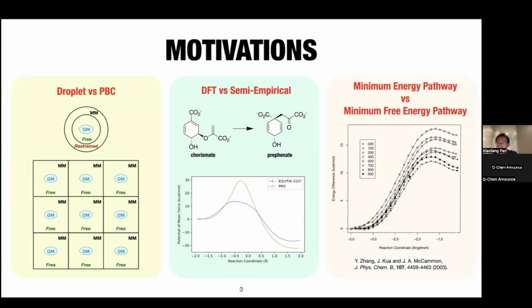So this is a figure from this paper. This is just showing the variance of the barrier height between how you choose your initial structure. You see this is a wide distribution of the barrier. So this will give you very high uncertainty in your energy barrier prediction.